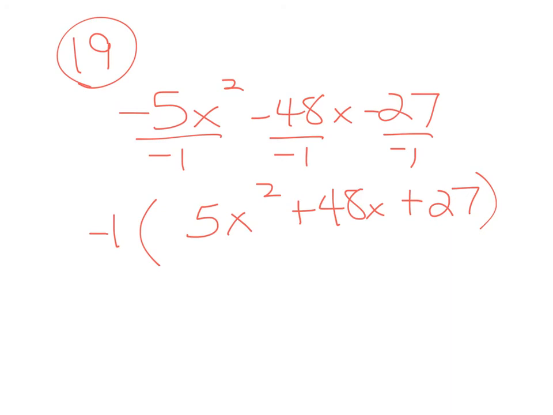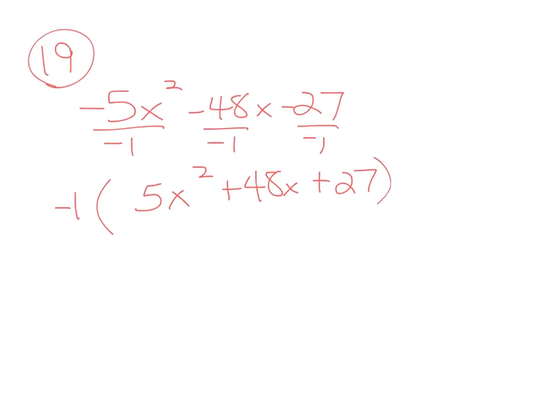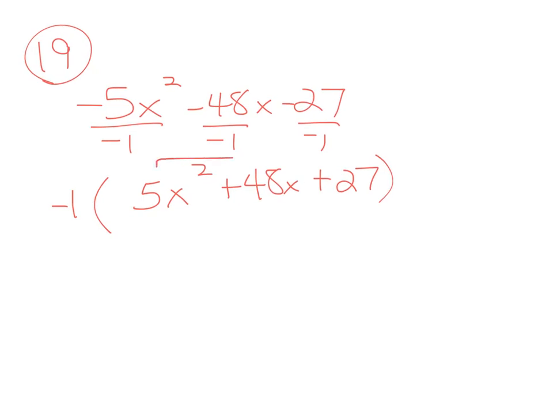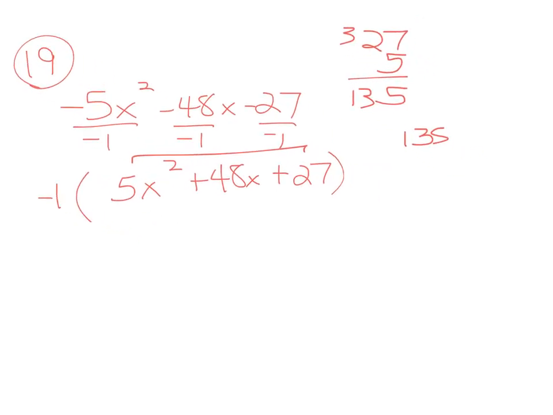Now the process will be the same as what I did before. I'm still going to multiply 5 times 27. And I'm actually going to factor that. Well, I'll multiply it and see what number we're going to deal with. 5 times 27 is going to give me 135. So I'm looking for two numbers that will multiply to give me 135, but who will add to give me 48. So let's try and do the tree.